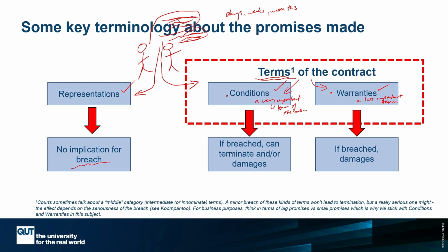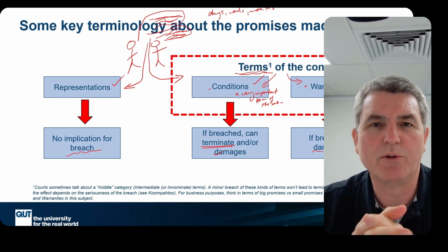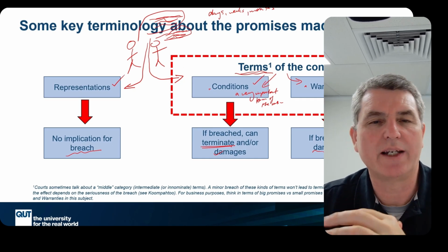If you breach a condition, well, you can get damages, but you can also terminate the contract. If you breach a warranty, one of these lesser terms, you can only get damages. You can't actually get out of the contract. That's why the classification system is so important. Perhaps an example might make this a bit easier to understand.